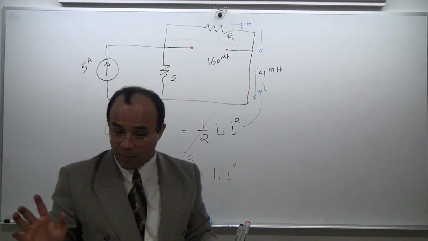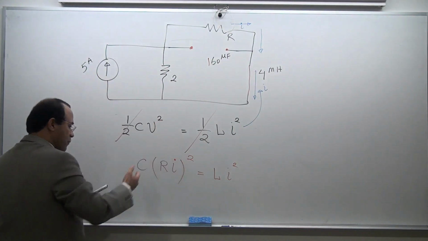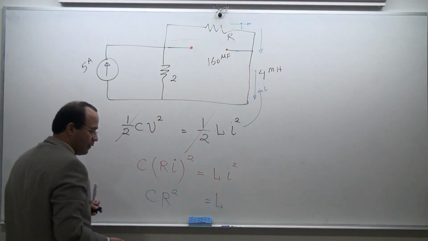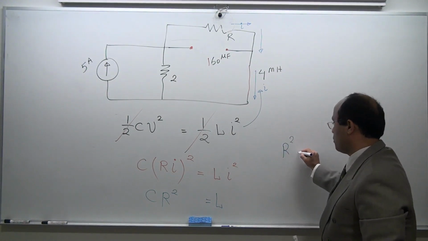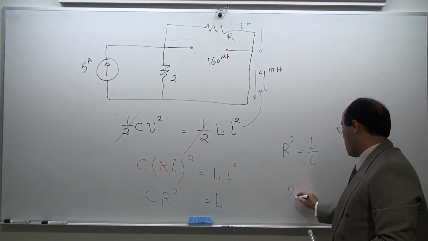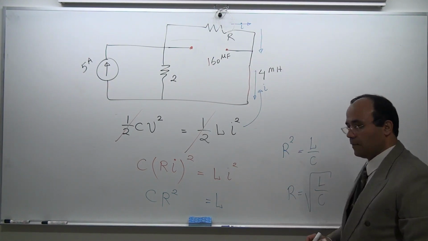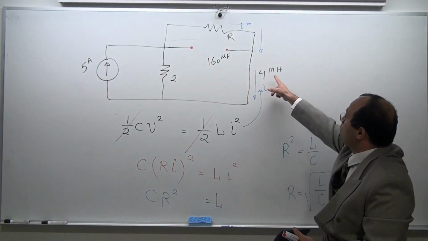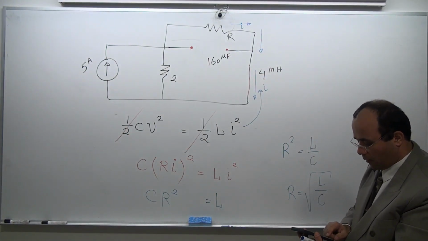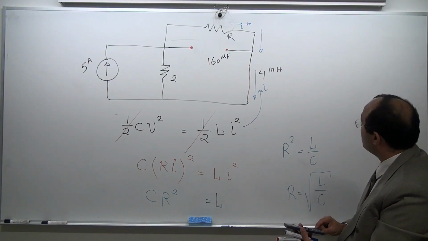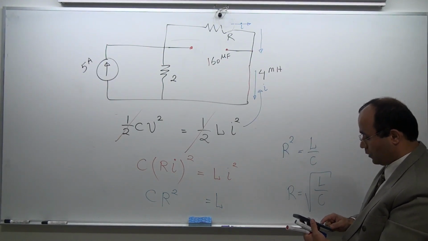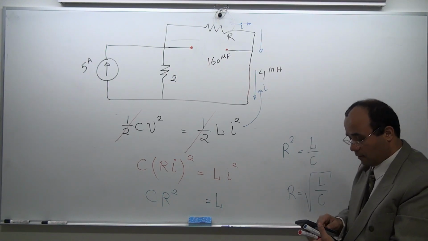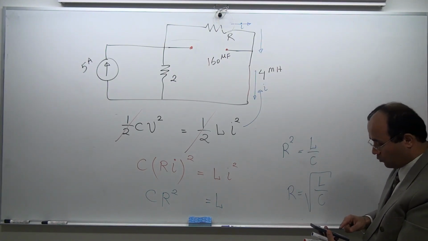I don't have to solve this. Some people did. You don't have to solve this to find it. It's going to be CR squared I squared equal to Li squared. I squared is gone, and therefore R squared is equal to L divided by C, and therefore R is equal to square root of L over C. I have L, I have C, let me put that in. I need to be careful about milli and micro, so I'm going to open bracket 4 EXP minus 3, because that's milli, divided by 160 EXP minus 6, because that's micro. Okay? That's 25 actually.